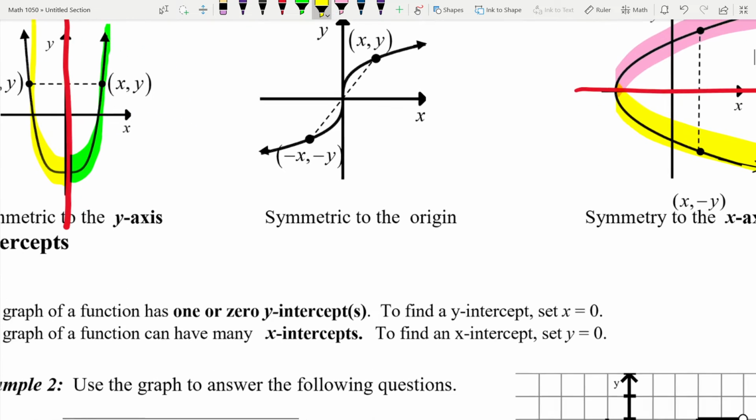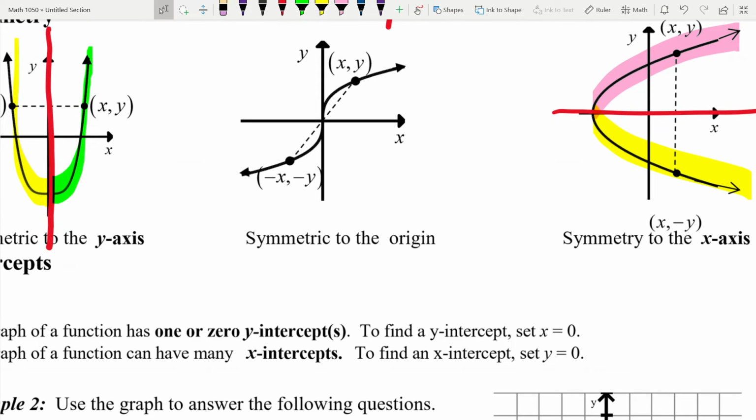Okay, now I want to talk about the origin. So the origin is a little bit tricky, okay? So what you do to reflect across the origin, or symmetric across the origin, you reflect it across the x-axis, and you reflect it across the y-axis, so you do both, okay? So guys, look at the graph. Let's start with the x-axis.